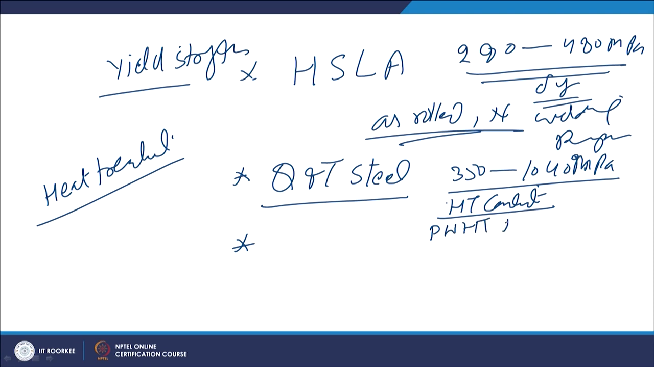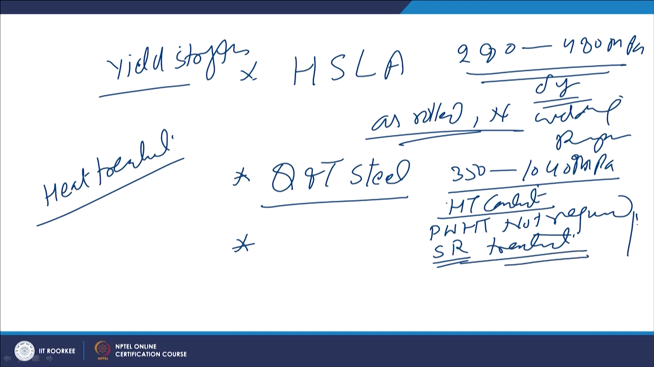PWHT mostly is not required for these steels, and if at all some PWHT is needed, it is primarily done for stress relieving. Since PWHT is mostly not required, QNT steels are used for construction purposes where heavy structures are to be made, because they do not require extensive PWHT for enhancement of the mechanical properties. But sometimes stress relieving is needed in order to reduce the residual stresses.